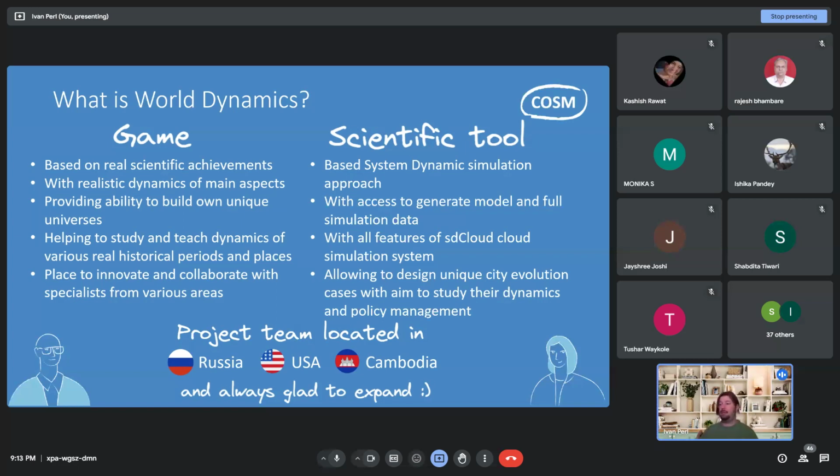Also, you can pull this model out and use any other tool for system dynamics, free or commercial. So we are not locking the user. It's their cities, their models. You can take out all your data at any moment. It also allows designing unique city evolution cases and researching them, so different cases, different universes, and so on.